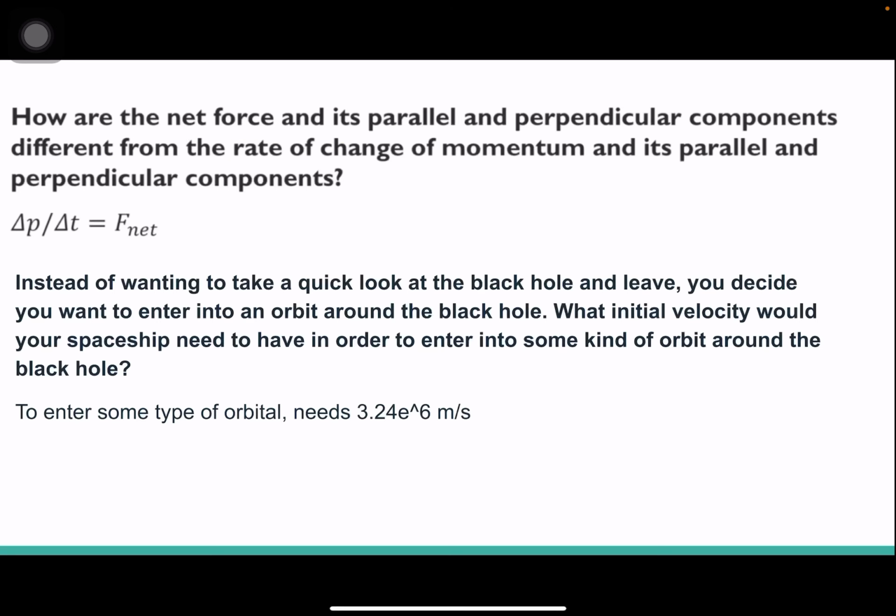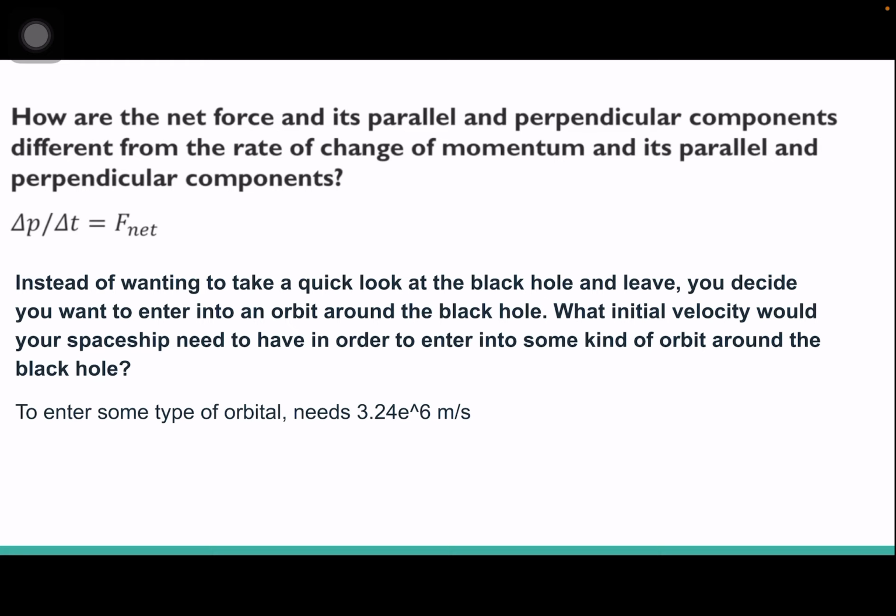So for the first question, why is the net force and its parallel and perpendicular components different from the rate of change of momentum? Well, we can find momentum, and we had to find momentum to figure out what FNet was. So that's why it's different from the rate of change, because we couldn't calculate the net force at that time, but we could calculate the change of momentum at the time.